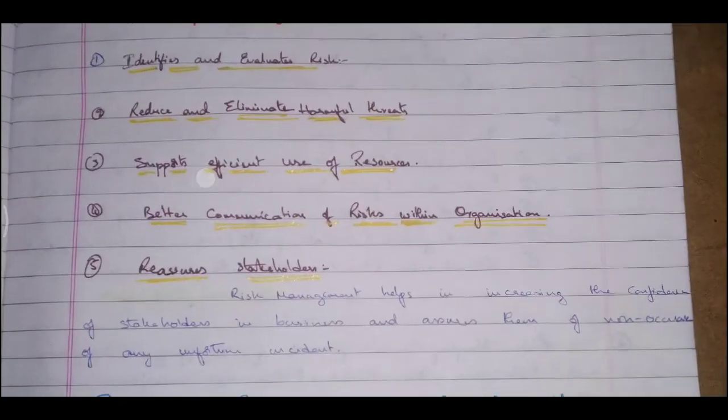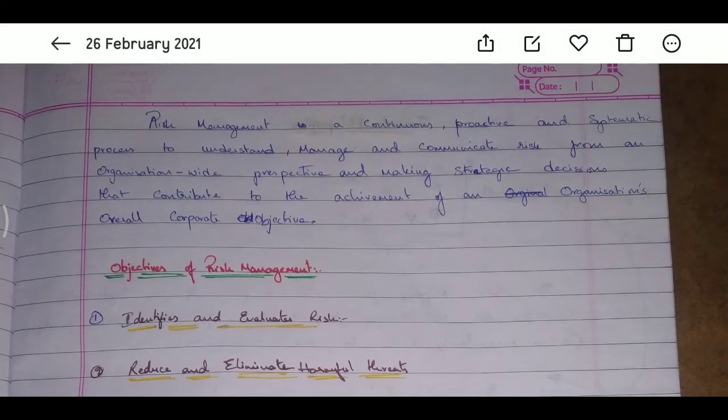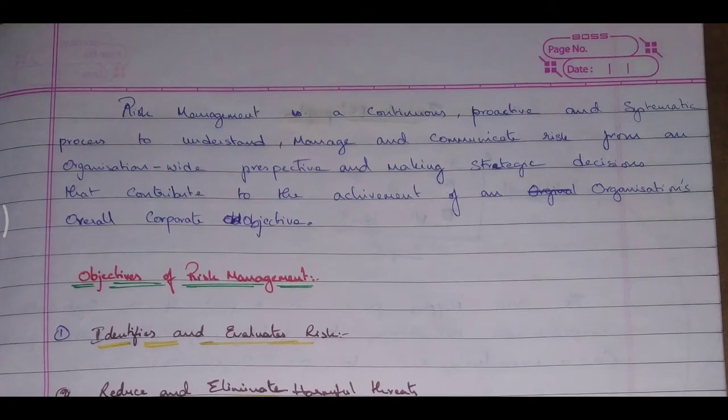Risk management is a continuous, proactive, and systematic process to understand, manage, and communicate the risks from an organization-wide perspective and making strategic decisions that contribute to the achievement of an organization's objectives.